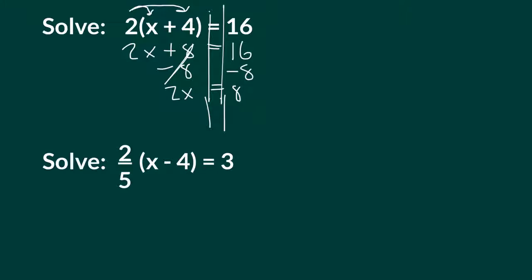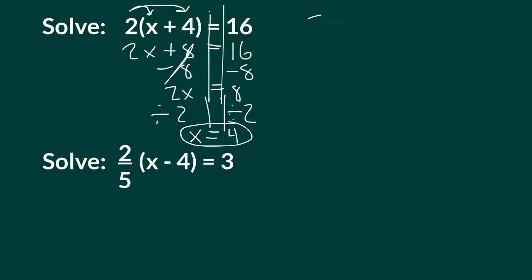I'm not finished because this x is still not alone. I got to take care of that multiplying here by doing the opposite, which is divide by 2. So I divide both sides by 2, and I get x is equal to 4.